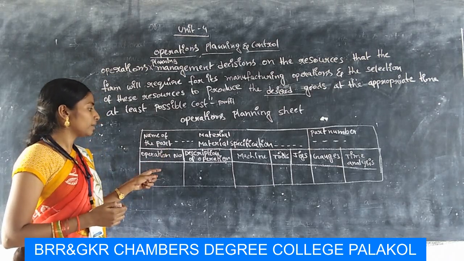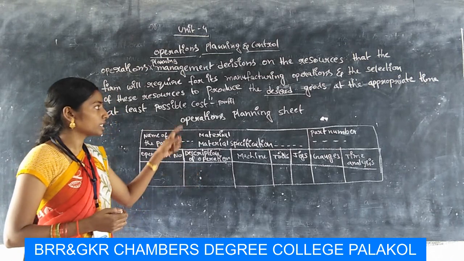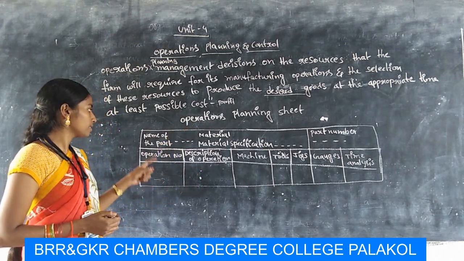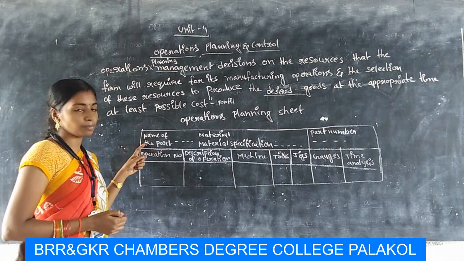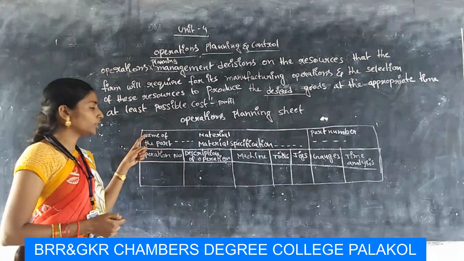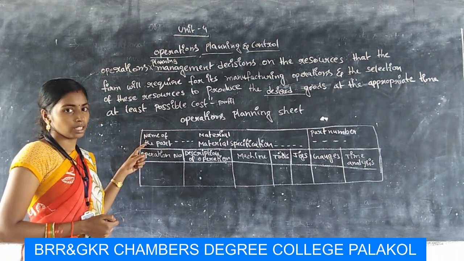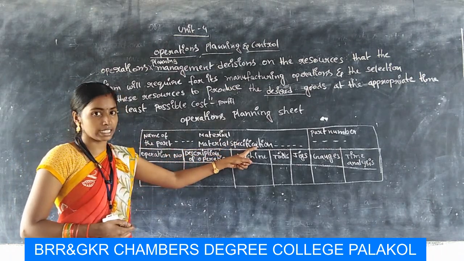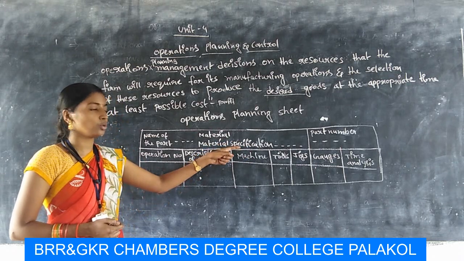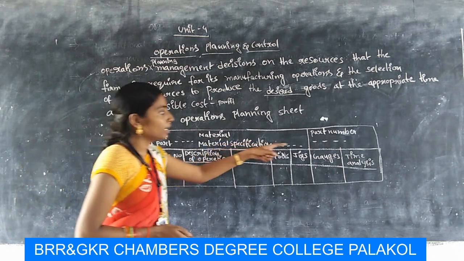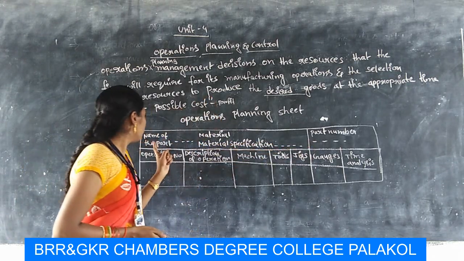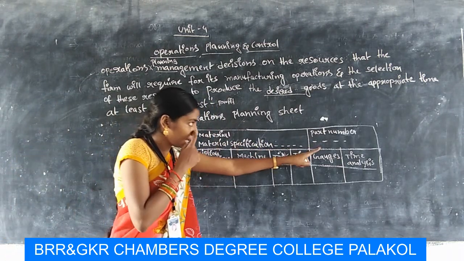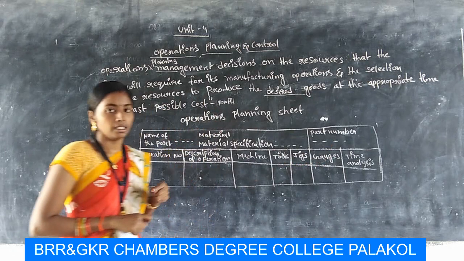Here I am showing you the operations planning sheet. What does it contain? First one, the name of the part. What is the part that you are producing? Next, material specifications. What are the materials that you need? And next one, part number. Here we are indicating the part name, and we have to enter the part number here.